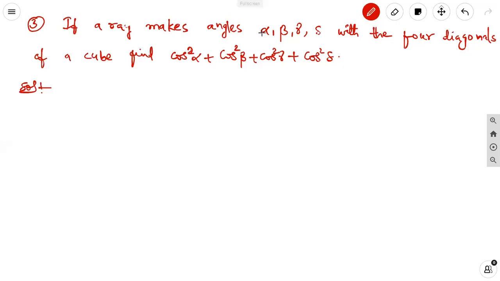If a ray makes angles alpha, beta, gamma, delta with the four diagonals of a cube, find cos square alpha plus cos square beta plus cos square gamma plus cos square delta. First, we can draw the cube.